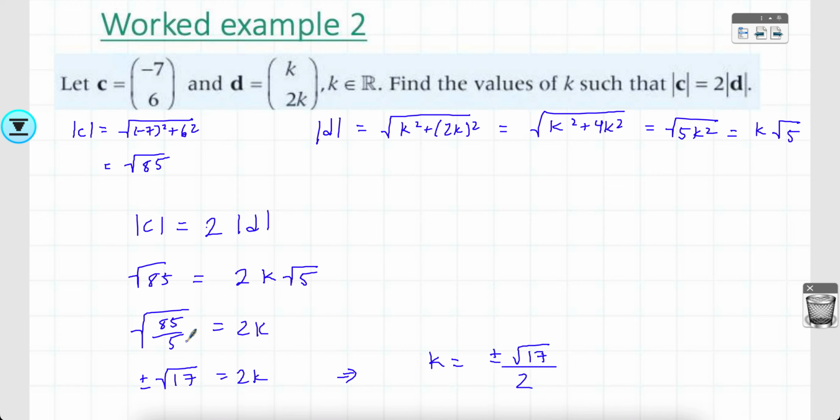Always remember the plus minus, especially that k is just a real number. You're taking a square root, so you shouldn't eliminate one of the roots. So it should have been somewhere here.